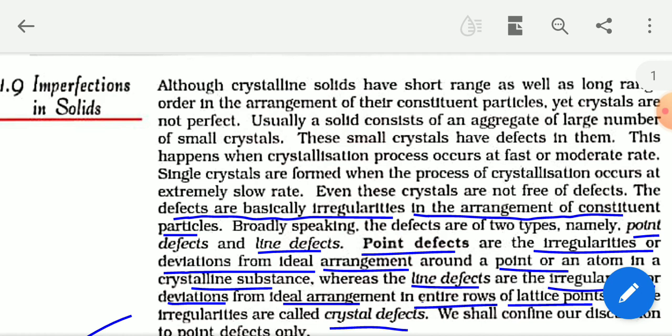Defects or imperfection in solid are basically irregularities in the arrangement of constituent particles. You know, in solid state, mainly in crystalline solid, the particles are properly arranged, they are orderly arranged. But if there are any irregularities in the arrangement of constituent particles, then this irregular arrangement of constituent particles in crystalline solid is known as imperfection or defects.